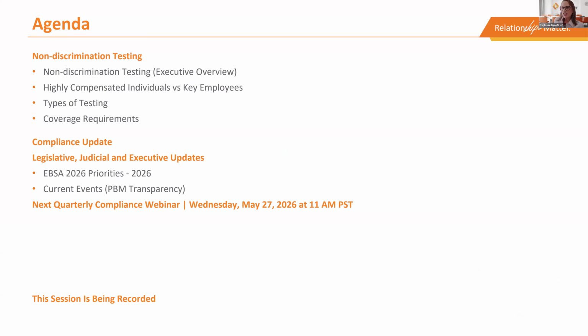So in today's agenda, we're going to talk high level about non-discrimination testing. We will go over the distinctions between highly compensated individuals versus key employees. We'll talk about the various types of testing required for health and welfare benefits and any other coverage requirements that you should pay attention to. And then for the balance of the meeting, we're really going to provide some compliance updates for you.